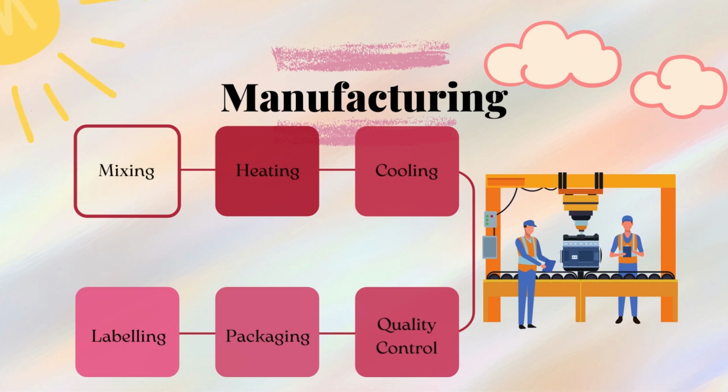The final product is tested to ensure that it meets the required standards for safety and effectiveness. The sunscreen is then filled into its final packaging, which may include bottles, tubes, or spray containers. After that, the product is labeled with the required information such as SPF value, expiry date, and manufacturer name.